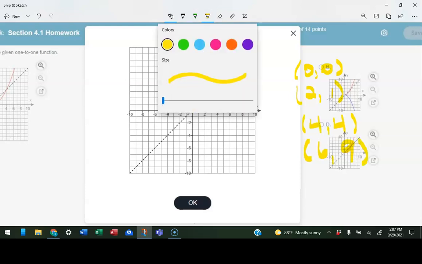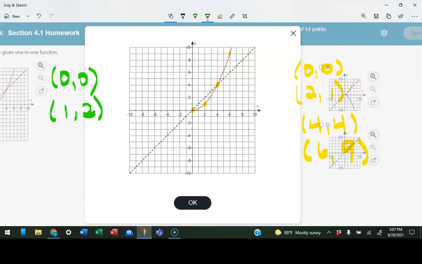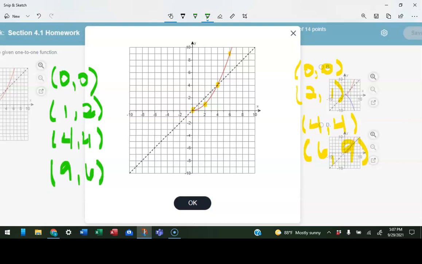So my inverse is going to be the flip-flop of those. So how do I flip-flop 0, 0? It's 0, 0. How do I flip-flop 2, 1? It is 1, 2. How do I flip-flop 4, 4? It's 4, 4. And how do I flip-flop 6, 9? It is 9, 6. So I'm going to have this point. I'm going to have 1, 2. I'm going to have 4, 4. And I'm going to have 9, 6, which is going to be right there.